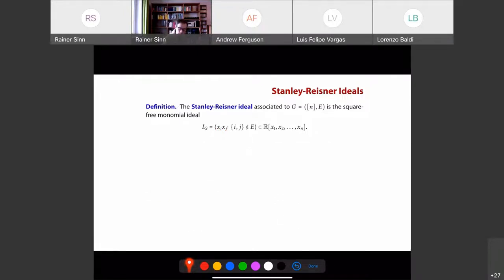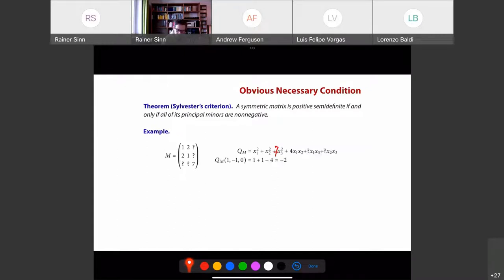So if you go back to this example, maybe we can draw the graph, it is a graph on three vertices. We have a 3x3 matrix, and we have to label them 1, 2, 3, and the only non-diagonal entry that we know is 1, 2. So this is the corresponding graph. So the corresponding Stanley-Reisner ideal, I_G, is the ideal generated by the two missing edges. And these are exactly the two monomials that appear over here.